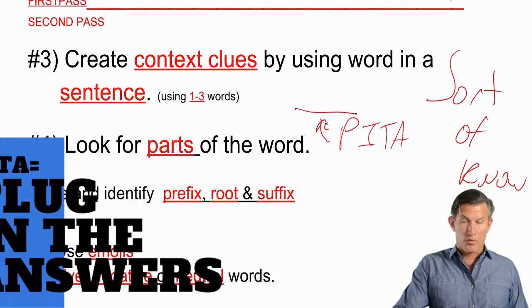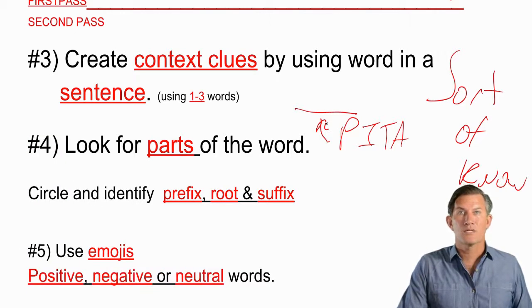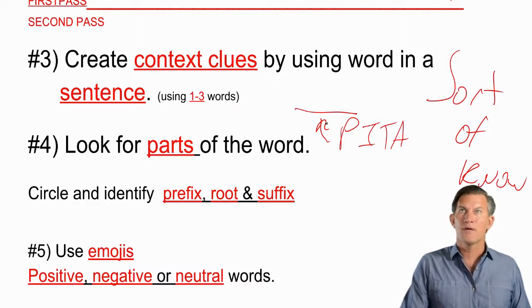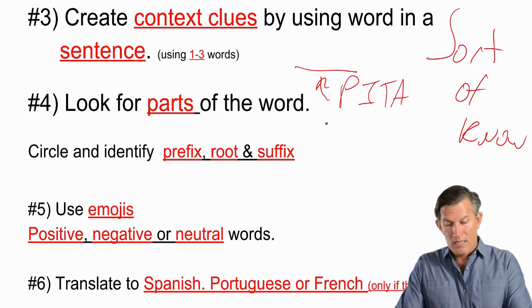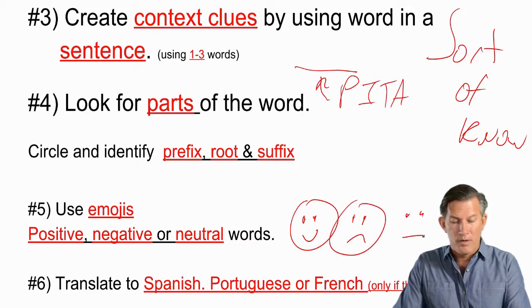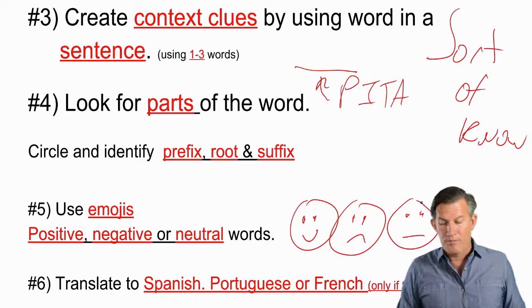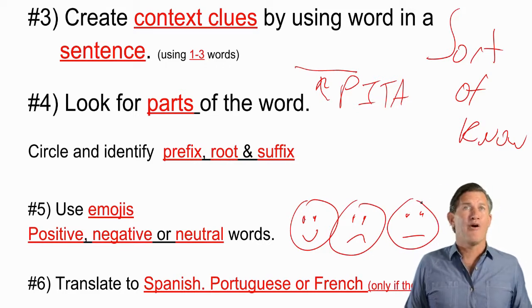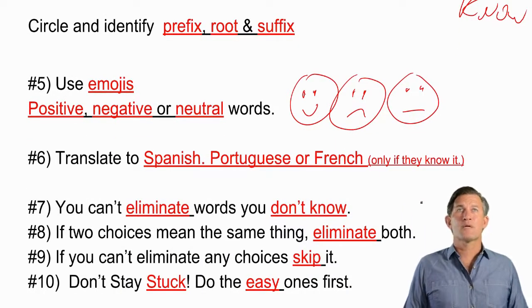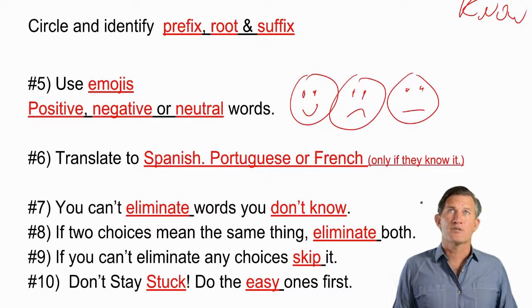You're going to look for parts of the word, prefixes, roots, and suffixes, sometimes based on Latin, sometimes Greek, and you know, they come from a variety of sources. But you could use emojis, okay? It's either a word that you remember means something good or something bad, okay? You're probably not going to remember if it's neutral, but whatever. You can try that. If that's all you got to hold on to, it's worth eliminations, okay? You could try to translate to another language, especially if it's Spanish, Portuguese, or French. Italian, sorry.